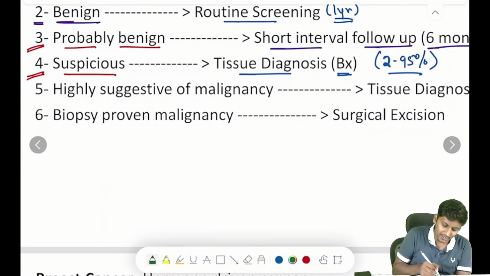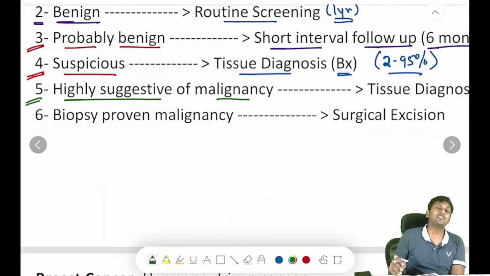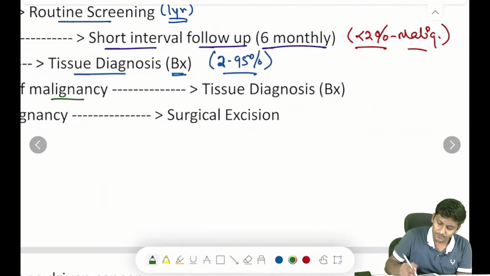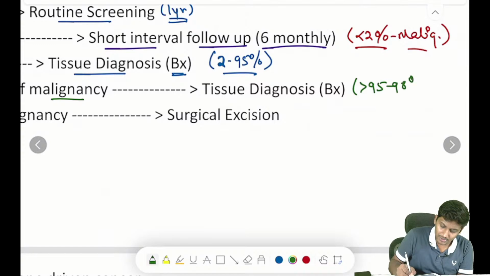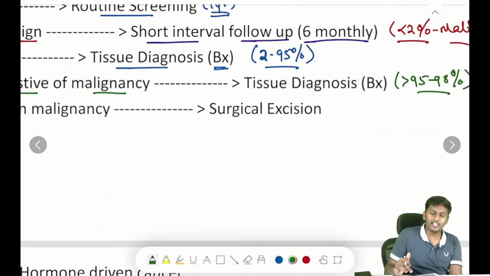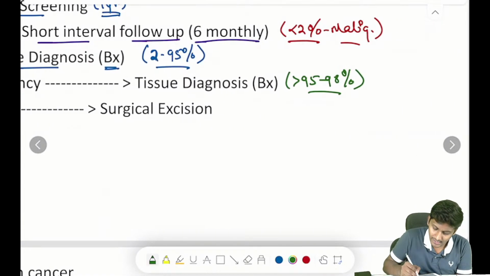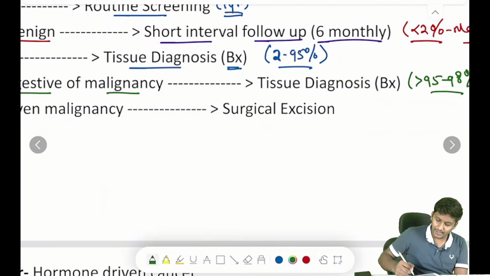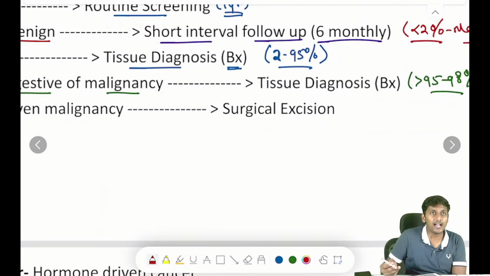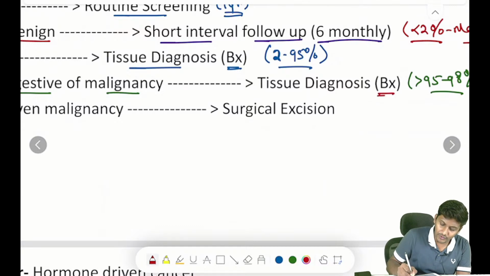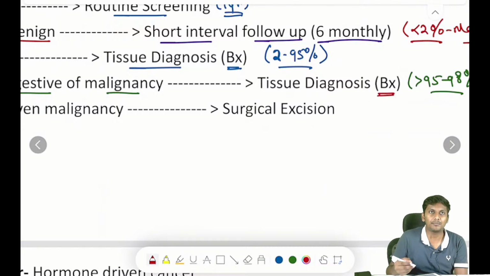Then if there is BIRADS 5, BIRADS 5 is highly suggestive of a malignancy. BIRADS 5, he is saying more than 98% chance. Okay, there is more than 95 or more than 98% chance that it can be a case of malignancy. So in that condition, obviously if he is saying there is very high chance of malignancy, we have to confirm it further with the help of tissue diagnosis done by a biopsy.